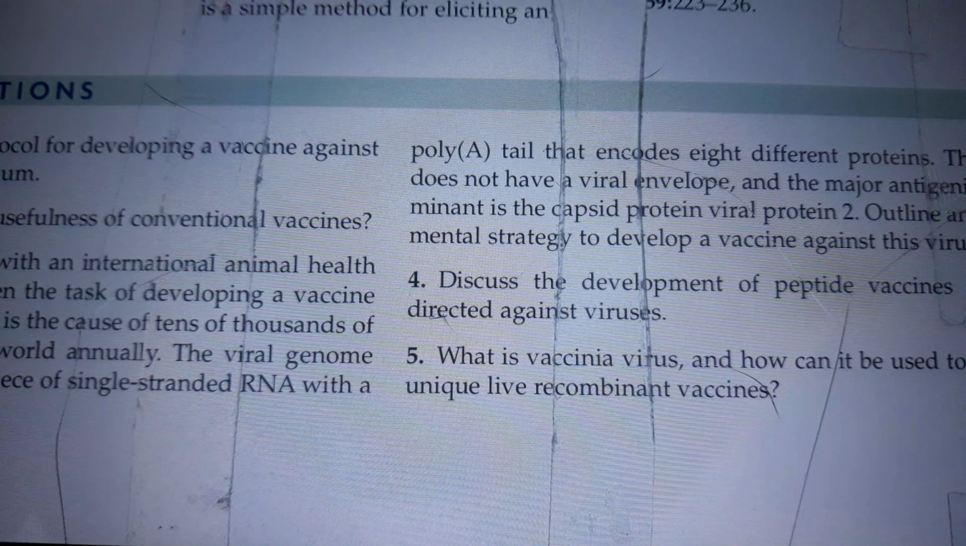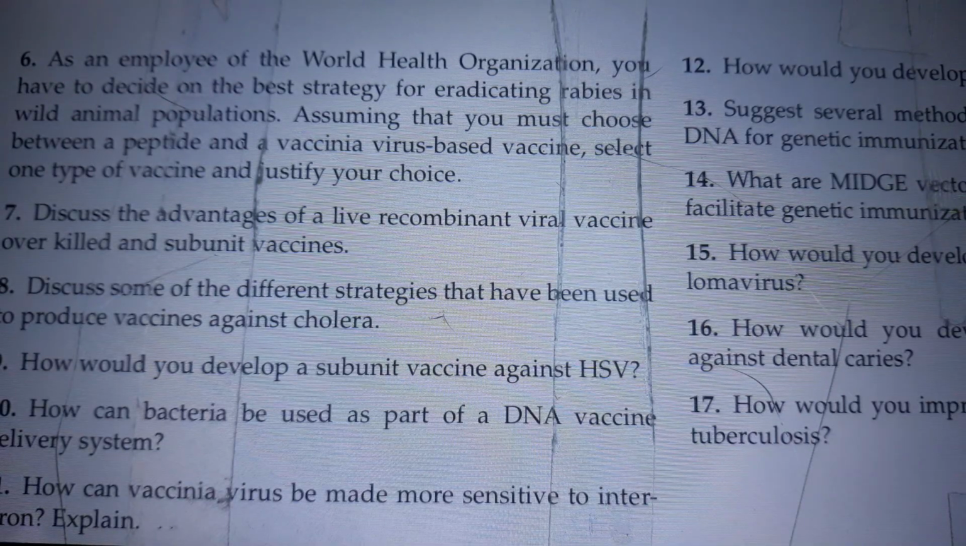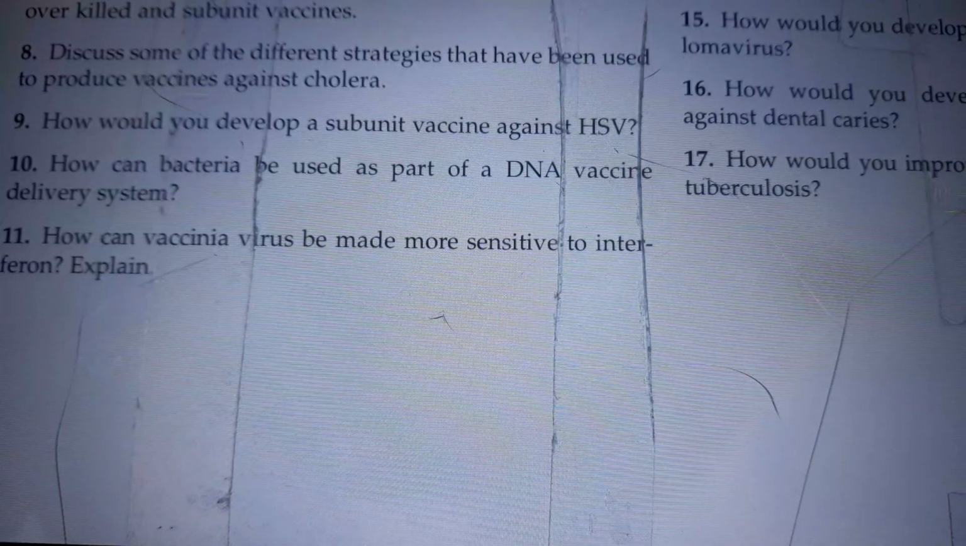Discuss the development of peptide vaccines that are directed against viruses. What is vaccinia virus and how can it be used to produce unique live recombinant vaccines? As an employee of the World Health Organization, you have to decide on the best strategy of eradicating rabies in wild animal populations. Assuming that you must choose between a peptide vaccine and a virus-based vaccine, select one type of vaccine and justify your choice. Discuss the advantages of a live recombinant viral vaccine over killed and subunit vaccines. Discuss some of the different strategies that have been used to produce vaccines against cholera.